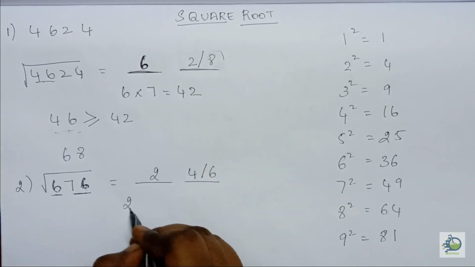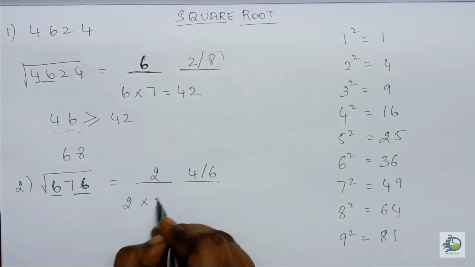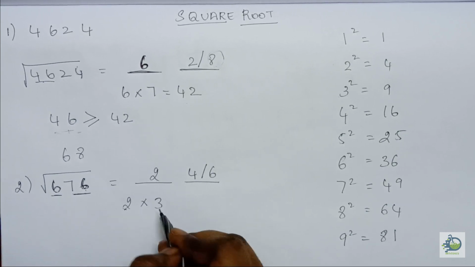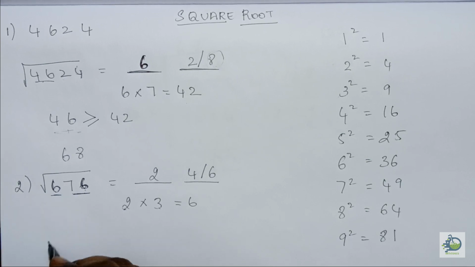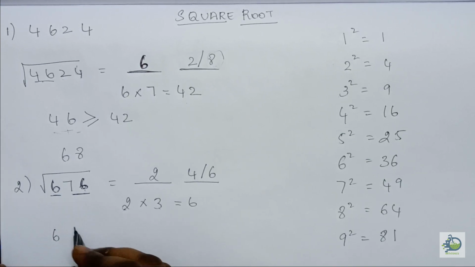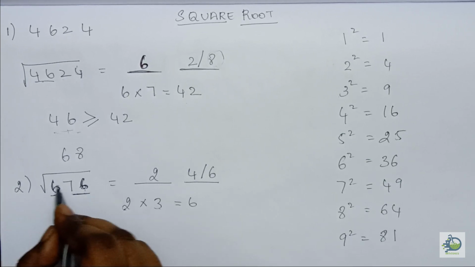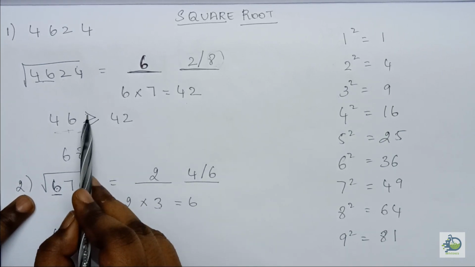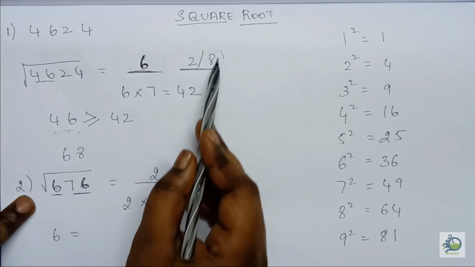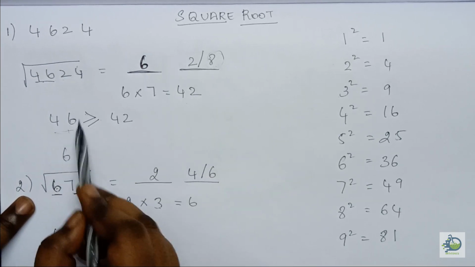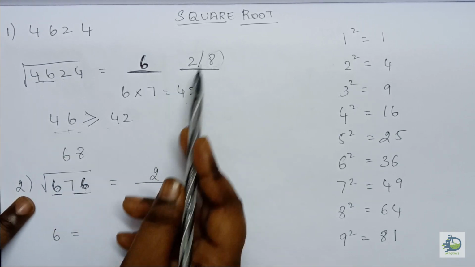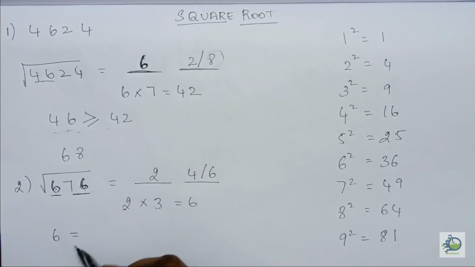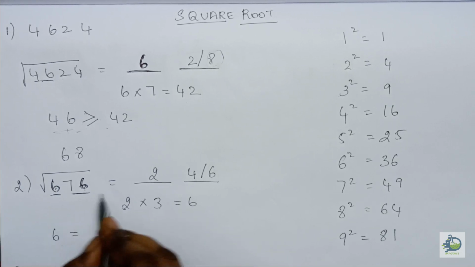Now I have to multiply this 2 by its next number, which is 3. We know that 2 threes are 6. Here I am having 6, so the number I am having is equal to this number. We already know that when the number is greater than or equal to, we will take the greater number, and if the number we are having is lesser than, we will take the smaller number. Since it is equal, we are going to take the greater number. So 26 will be the square root of 676.